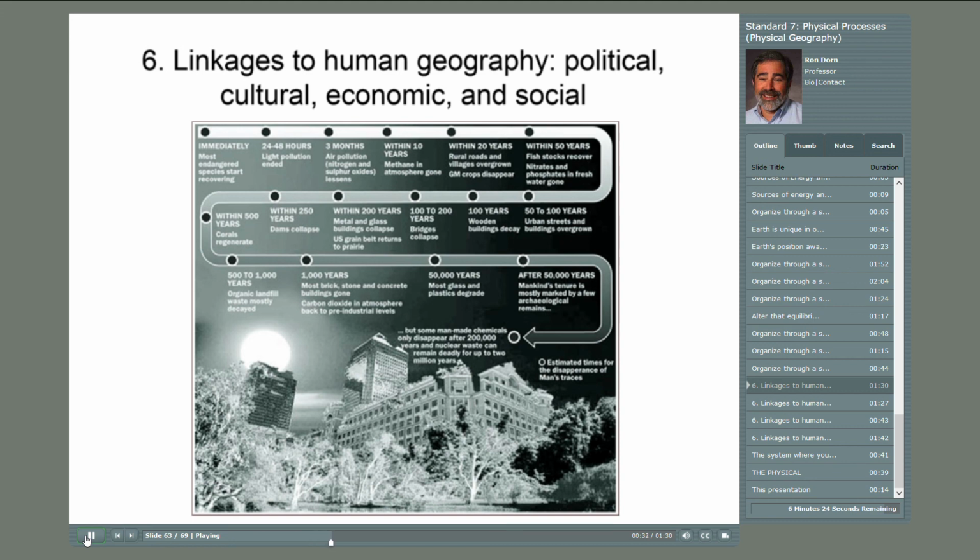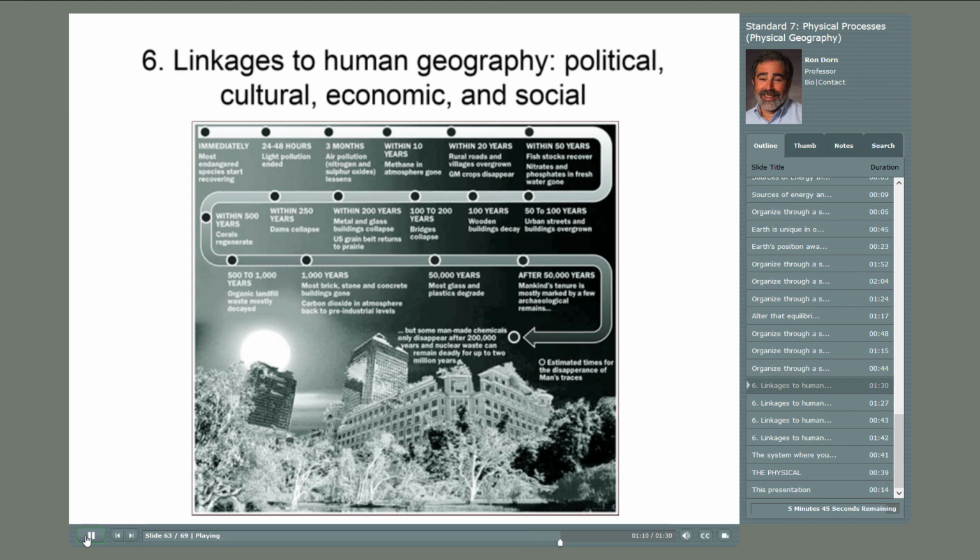This is a very scary image about what happens if we disappeared, if our effect on the natural world suddenly disappeared, and it's somebody's plotting of what would happen immediately and over 50,000 years. Immediately, the endangered species would start recovering. Within 100 years, urban streets and buildings would be overgrown. After 50,000 years, we'd just be archaeological remains. It's turning things backwards. Most people study the effect of people on the landscape presently.